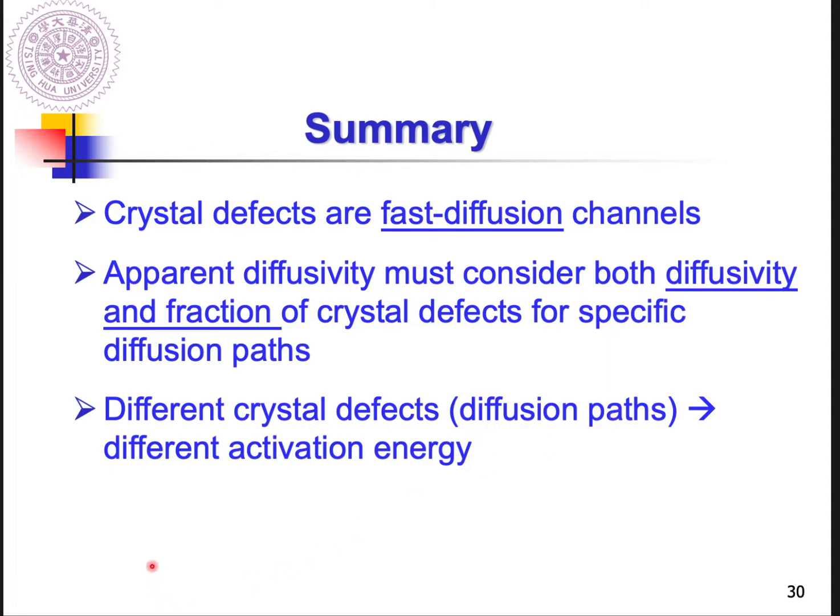So as long as you measure the effective diffusivity at different temperatures, and then you plot log D versus 1 over T, then by fitting the slope, like by fitting the curves, you get several slopes, no matter if it's 1 or 2. Then you can determine the individual activation energy for each individual diffusion path.